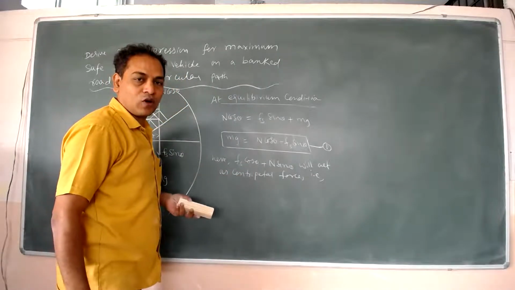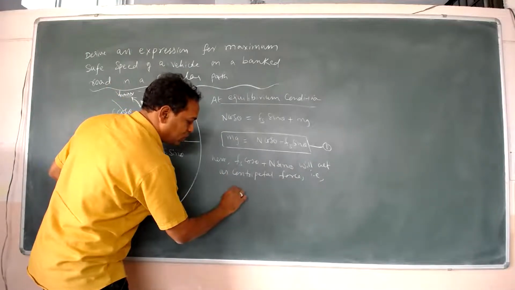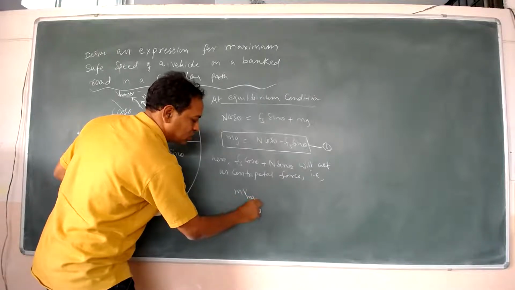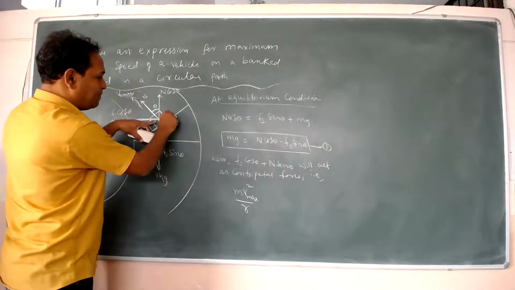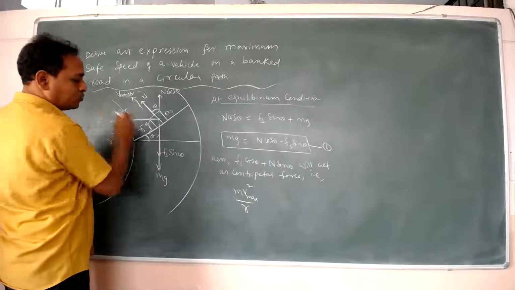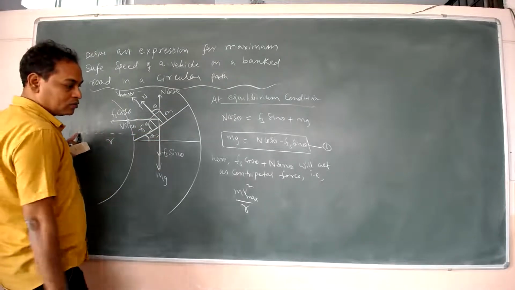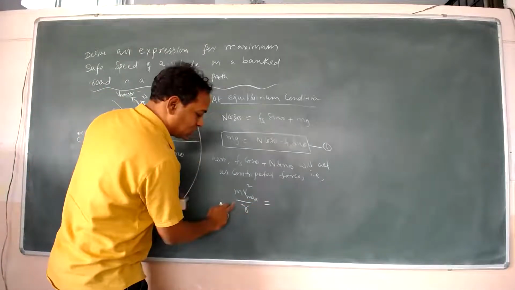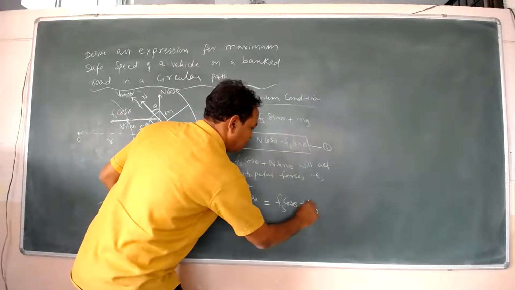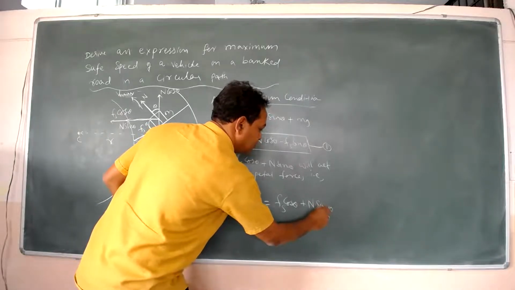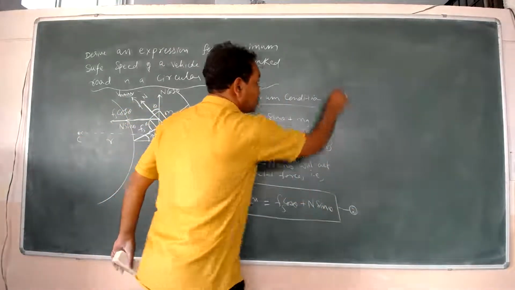We know the centrifugal force formula is mv square by r. So the centrifugal force is m V max square by r. Here m is the mass of the vehicle, V max is the speed with which it is moving, and r is the distance between the vehicle and the center. So m V max square by r is equal to the sum of these two, that is Fs cos theta plus N sin theta. Say this is equation 2.